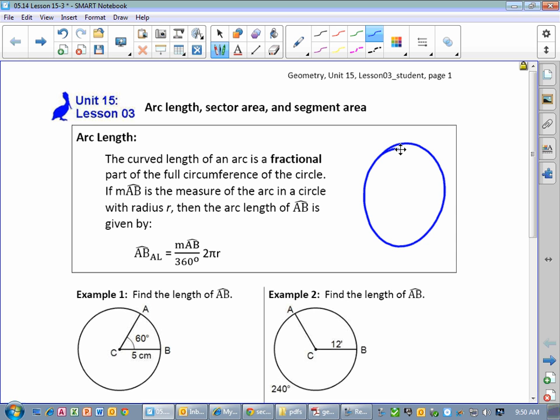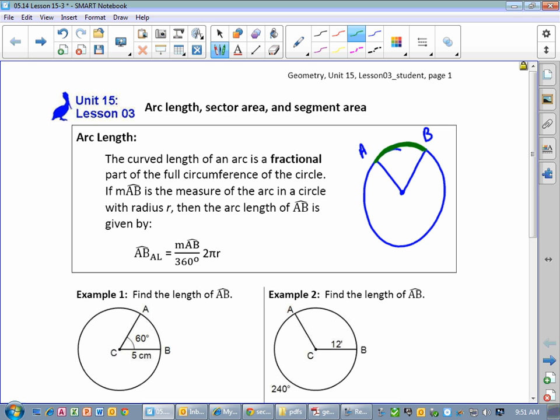Okay, so if we have a circle, and let's go ahead and draw an arc on this circle. Let's call it arc AB. The arc length is just referring to the actual length, in inches or centimeters or feet, of that arc. Okay. So of this green segment right here.